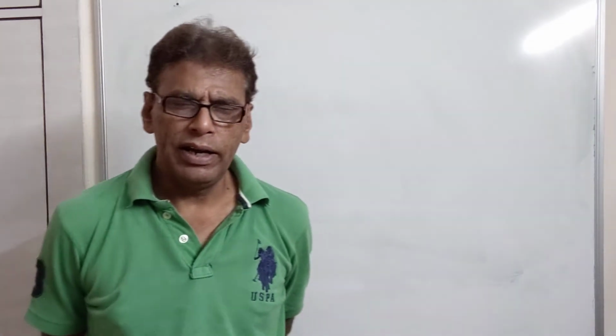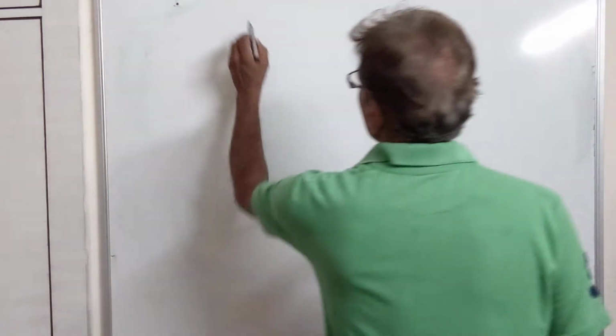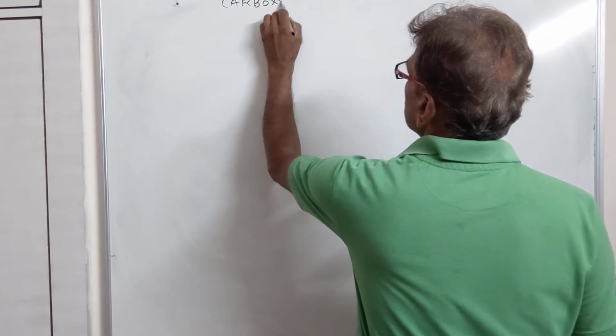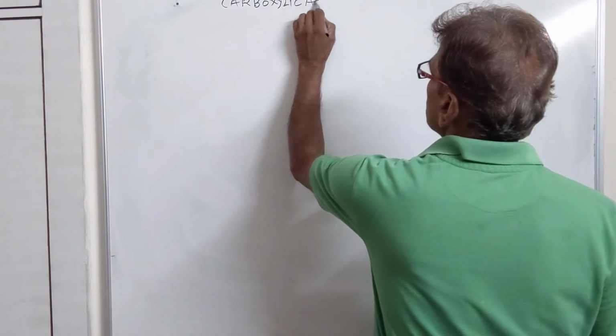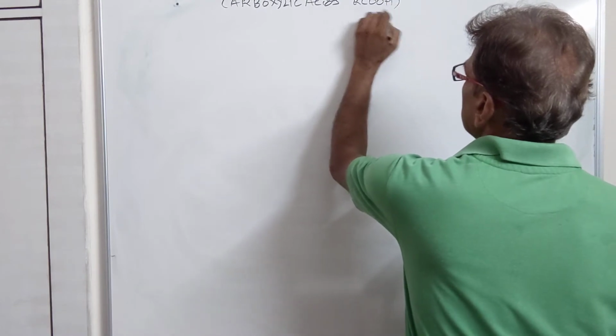Today we are starting with carboxylic acid. It is the last topic of the last unit of organic chemistry, that is aldehyde, ketones and carboxylic acid. So we are starting with carboxylic acid. General formula of carboxylic acid is RCOOH.